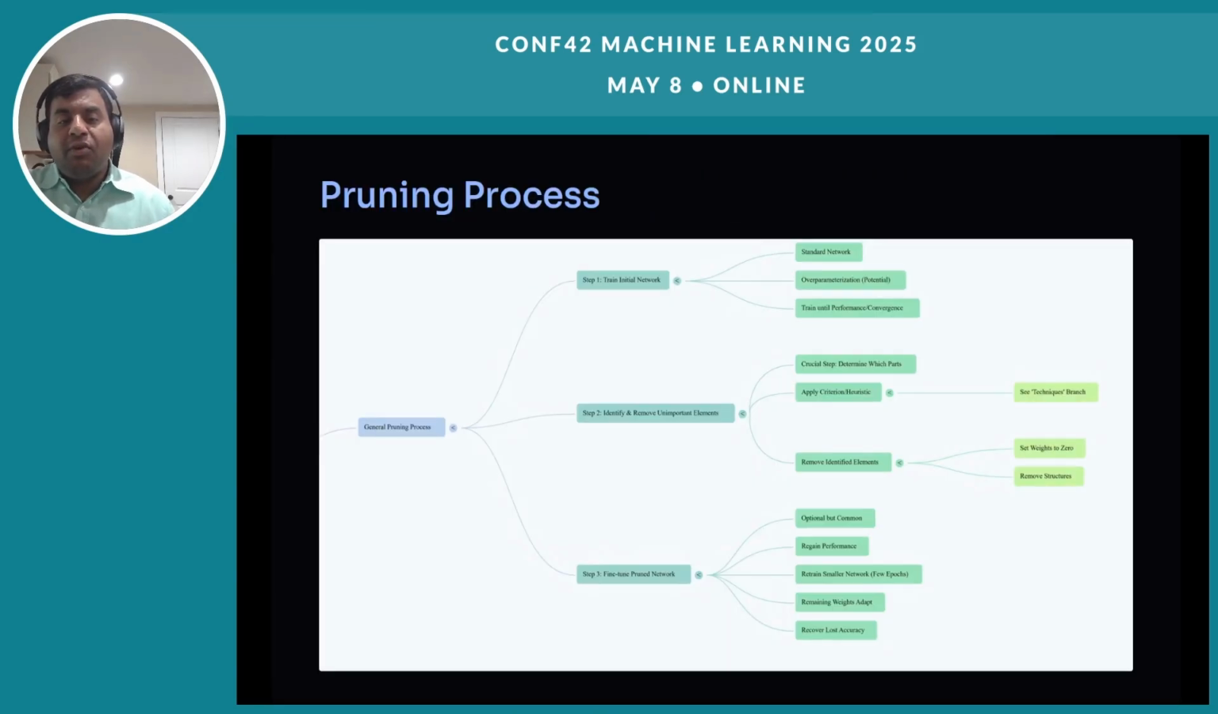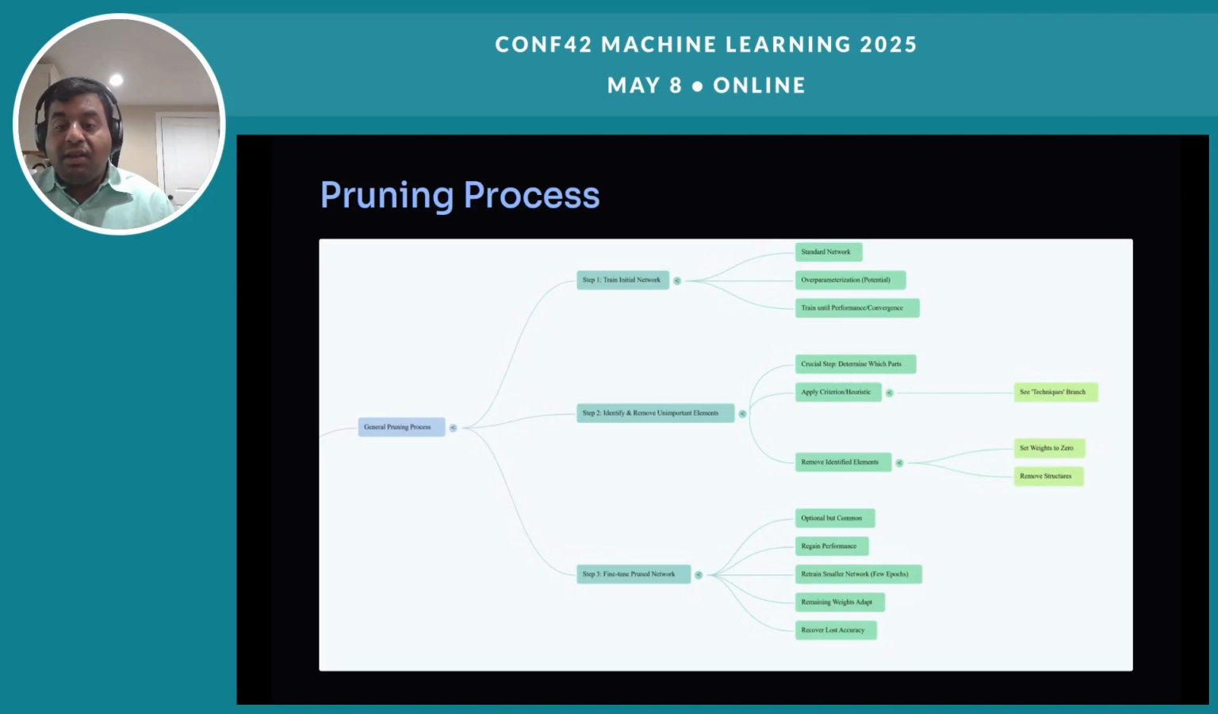So here's an overview of the pruning process. Step 1, training initial network. We start by training a potentially over-parameterized network until it converges and performs well. Step 2, identify and remove unimportant elements.